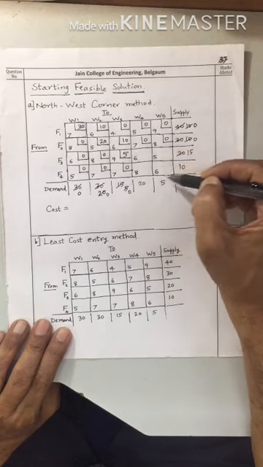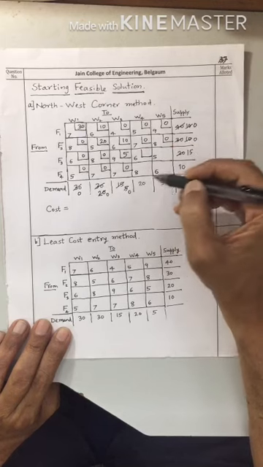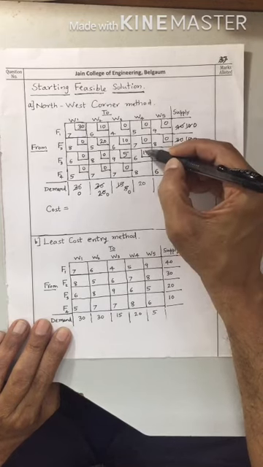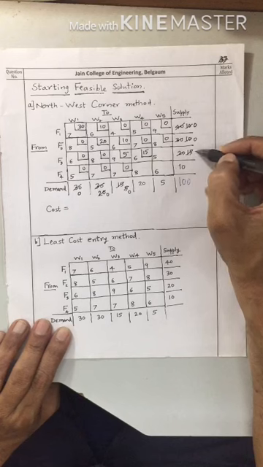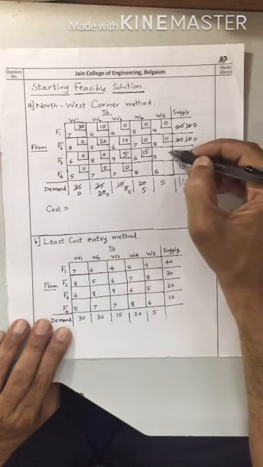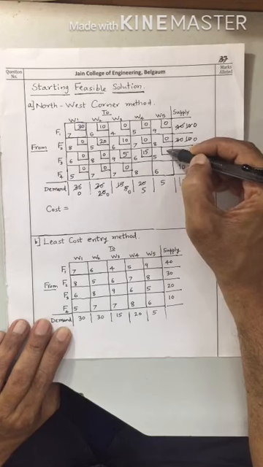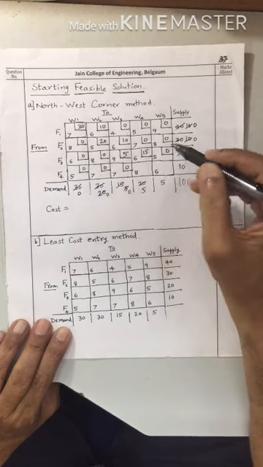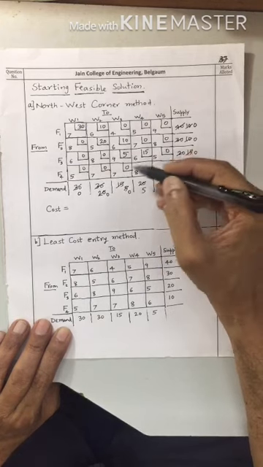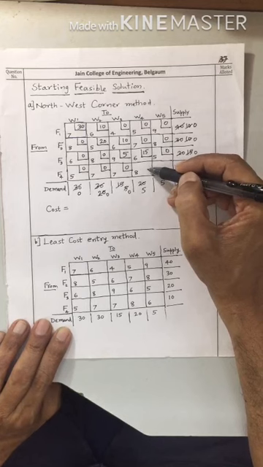Now again among these cells, this is the cell which is at the northwest corner. 15 and 20, take 15. 15 minus 15 is 0. 20 minus 15 is 5. Therefore the supply capability of F3 is exhausted. Therefore this has to be 0. X35. So now among these two cells, this is the cell at the northwest corner.